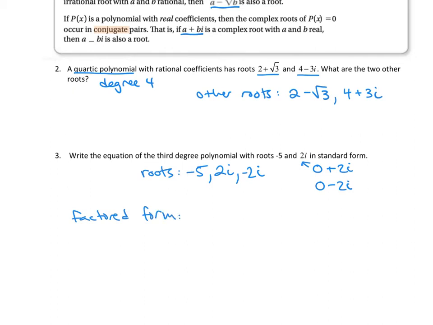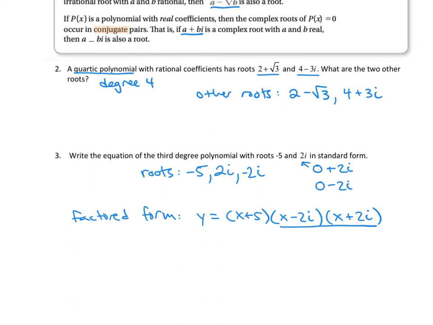If we know the roots of a polynomial, we can find the factors. If -5 is a root, then x plus 5 would be a factor. If 2i is a root, x minus 2i is a factor, and if -2i is a root, x plus 2i is a factor. And to change this to standard form, we need to distribute. I'm going to start by distributing the x minus 2i times x plus 2i.